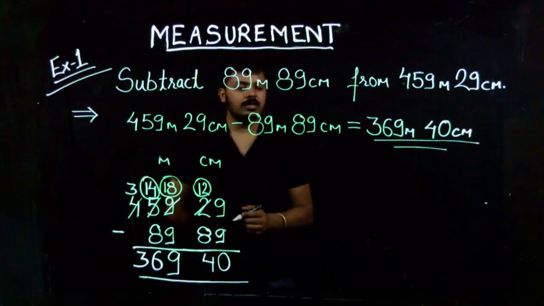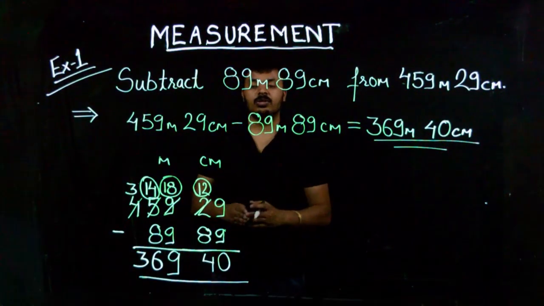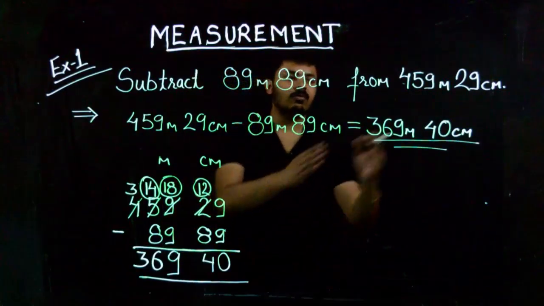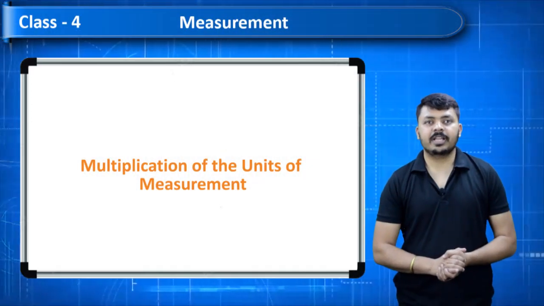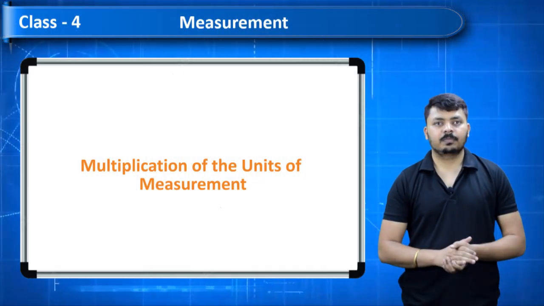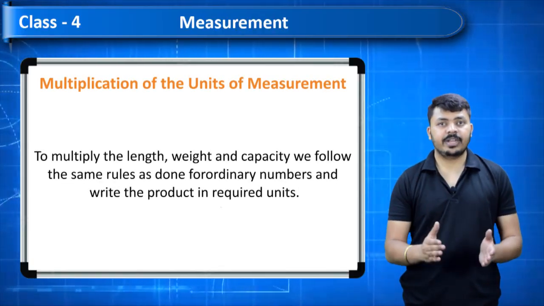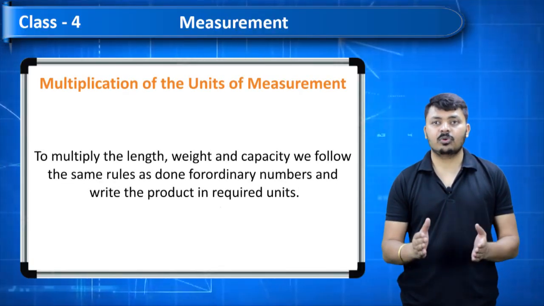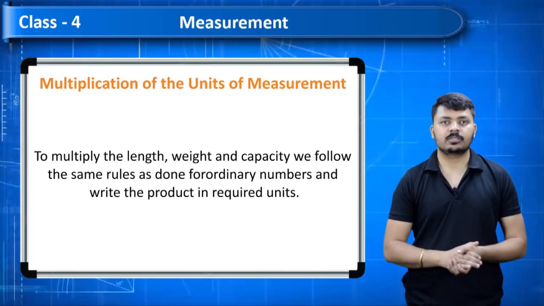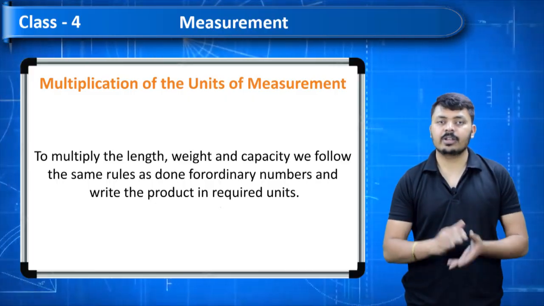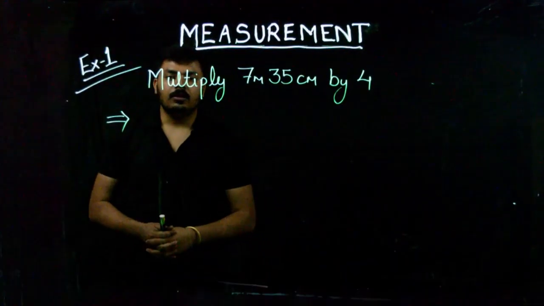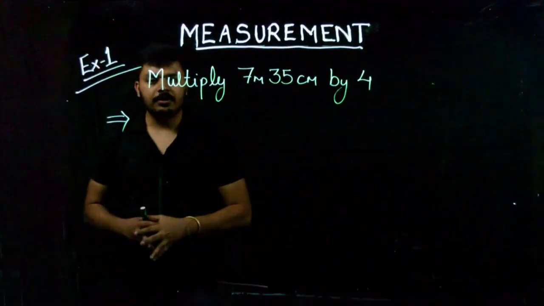So this is the answer. So I hope students you have understood how to subtract a distance from a given distance. Multiplication of the units of measurement. To multiply the length, weight and capacity, we follow the same rules as done for ordinary numbers and write the product in required units. So students, now let's look at example number 1.